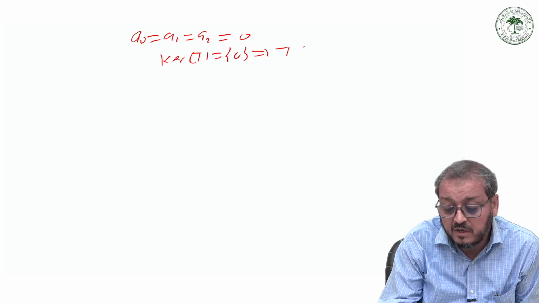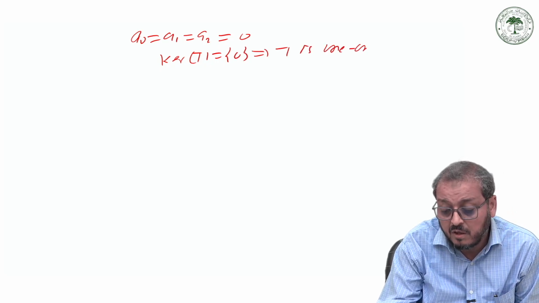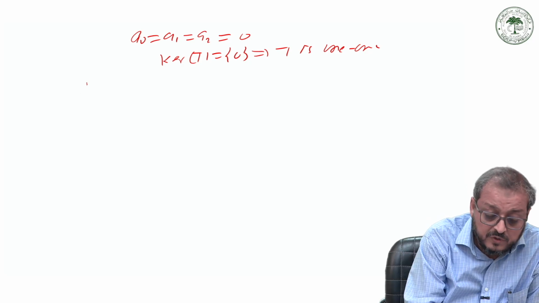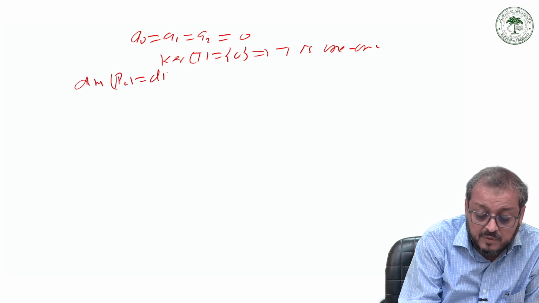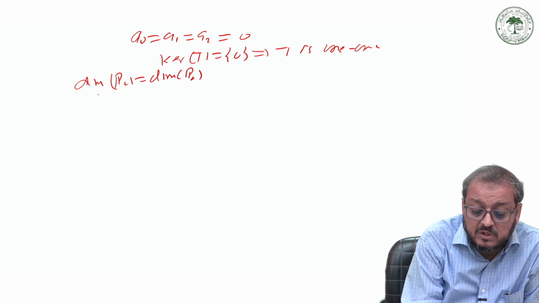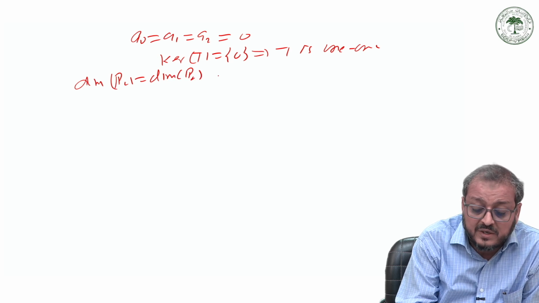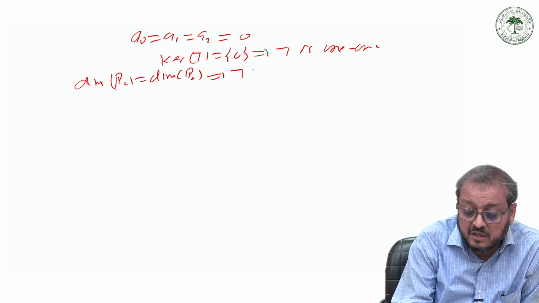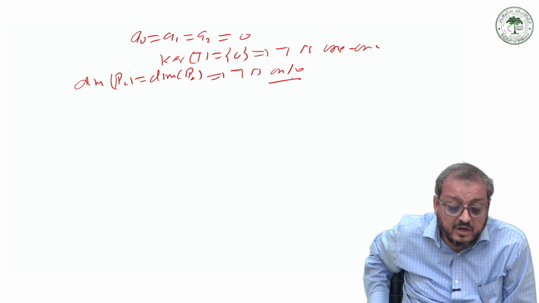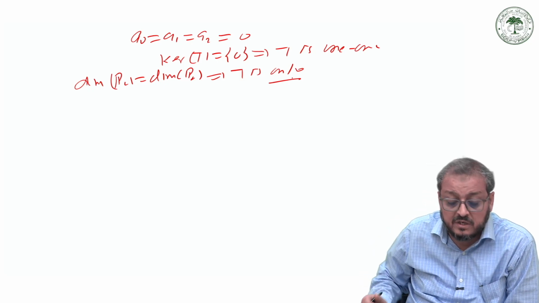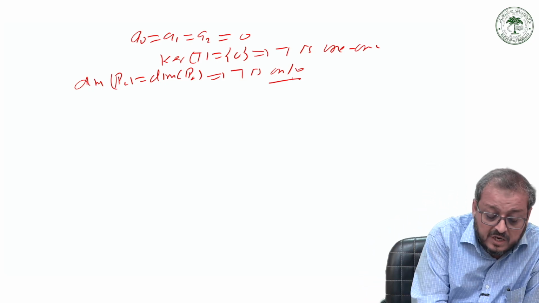This implies that T is one-one, and also the dimension of P2 is the same as the dimension of P2, so both vector spaces have the same dimension. So by the result, this implies that T is also onto, and then we try to find the inverse of this linear transformation. So, okay, we try to find the inverse.